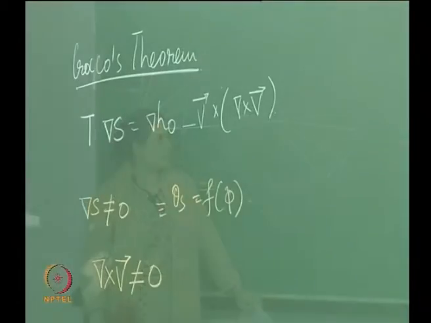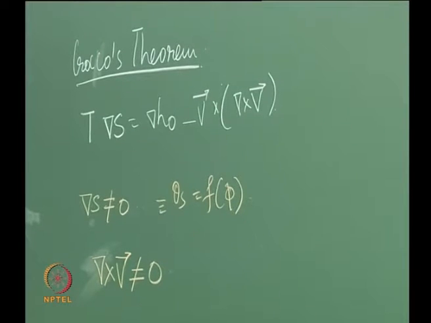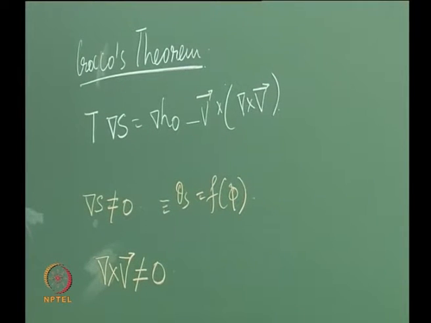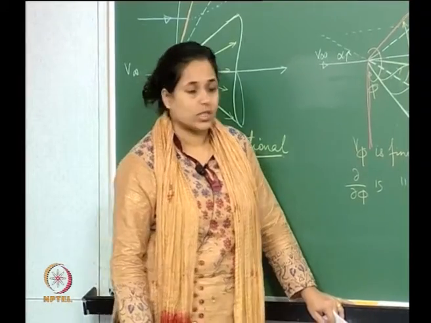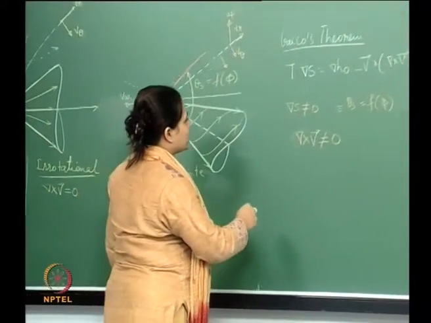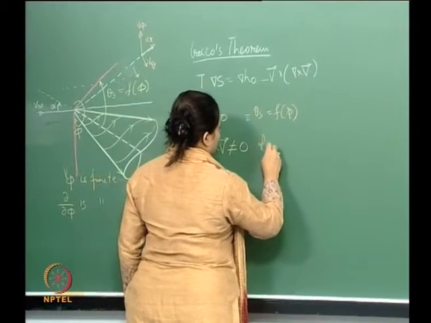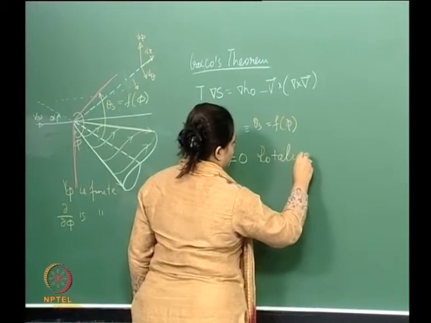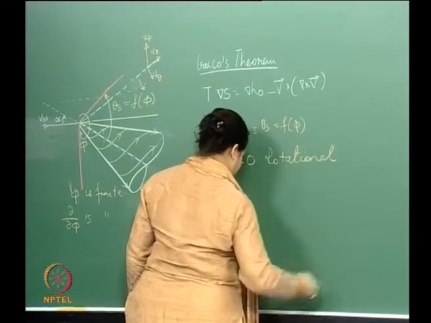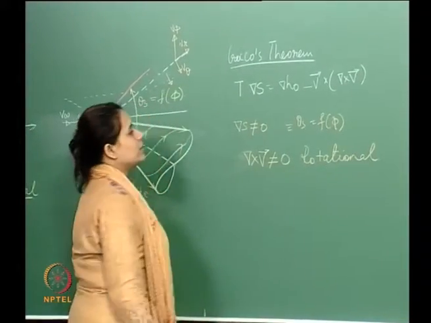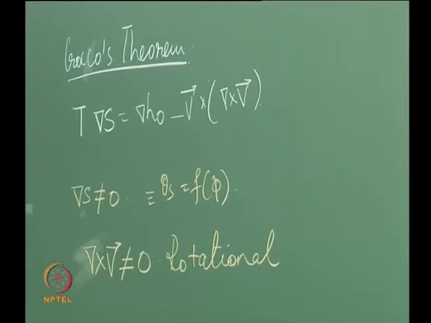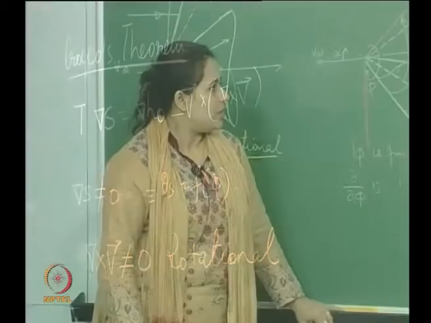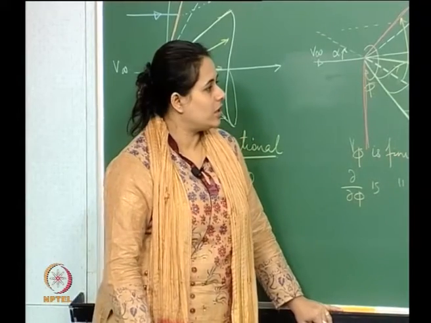So, here this is not equal to 0, it is finite, and therefore we do have entropy in this particular case. It is rotational and not irrotational, which means that this is in fact rotational, unlike in the previous case. Okay, I think we are sort of closing in on this.